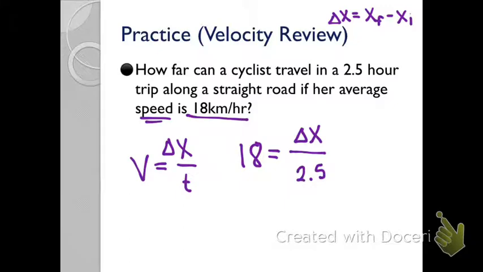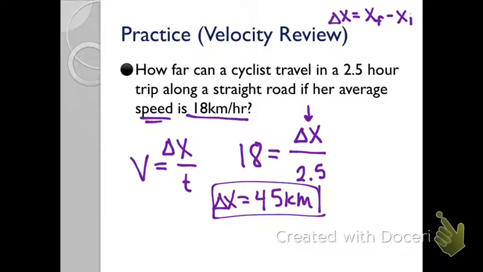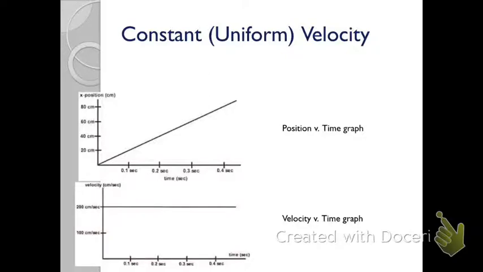So if I want to find displacement, how do I solve for that? Do I multiply or do I divide? I multiply, right? And I get a change in displacement of 45 kilometers. We don't have to include a cardinal direction there. It technically only asks for speed, and we weren't given a cardinal direction to start, so we don't have to give one there.